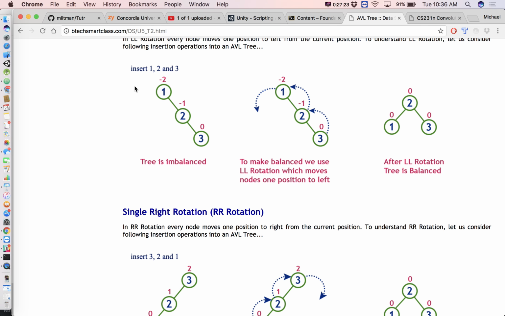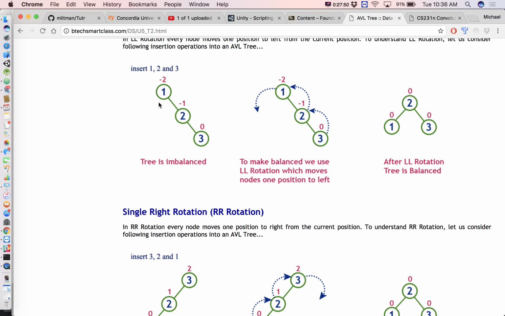Now we need to decide, is it a left-left or a left-right rotation? For the moment, let's just assume we know it's a left-left rotation. We'll compare it to a left-right rotation here in a second. Let's just start with left-left. All right. So this is our tree that we're dealing with. This is our focus area right now. We ultimately want it to look like this.